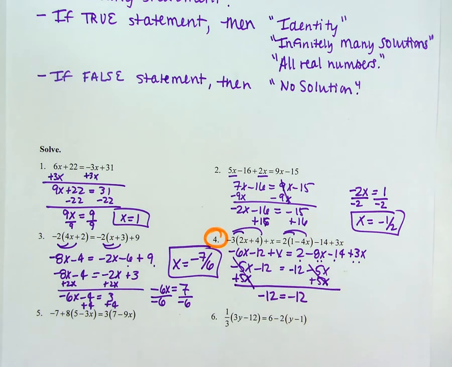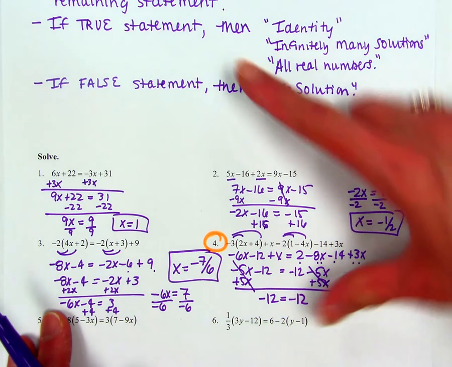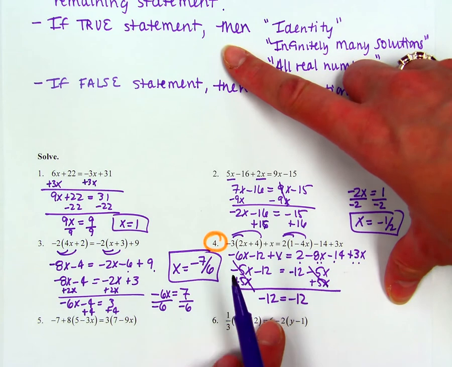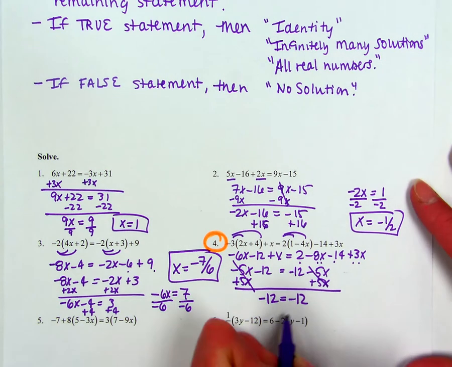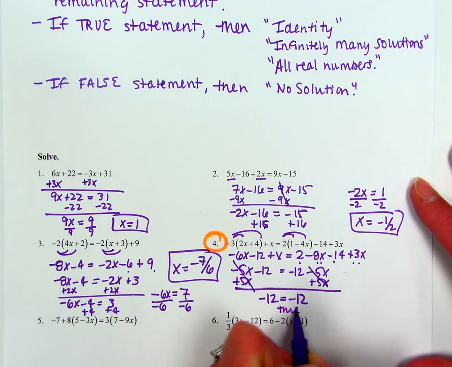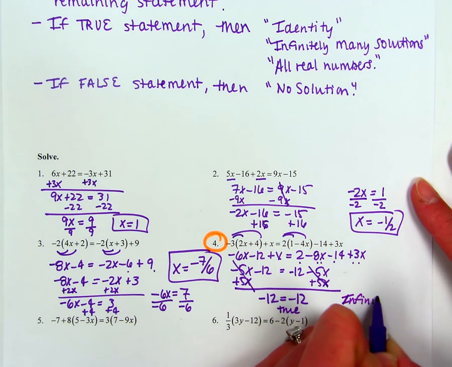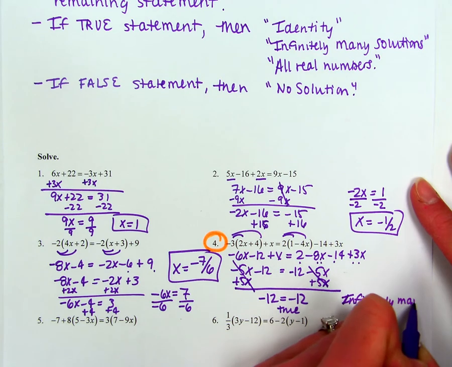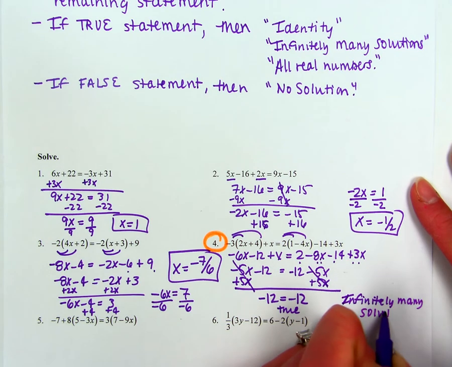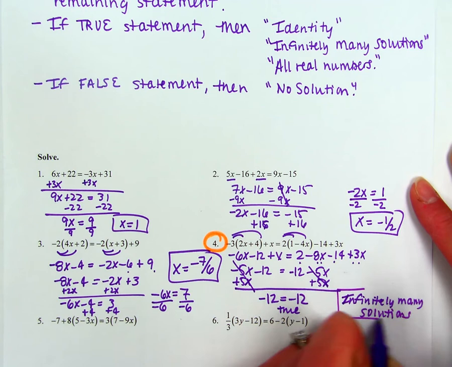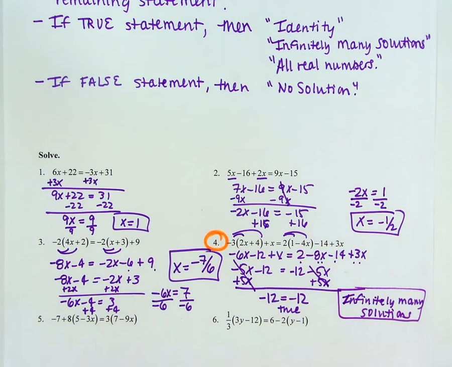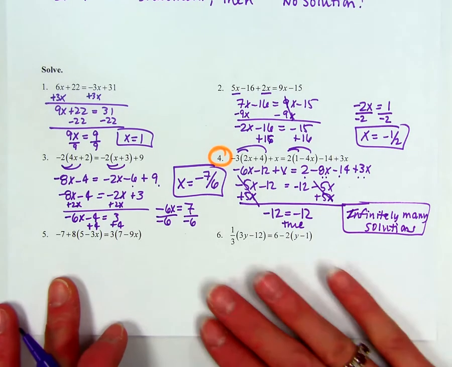Look at what's left over. Is it true or false? Negative 12 equals negative 12. That is true. So since it's true, that tells me that I'm going to have infinitely many solutions. That's what I'm going to write down here. Infinitely many solutions. Any value of x would really work for this problem.